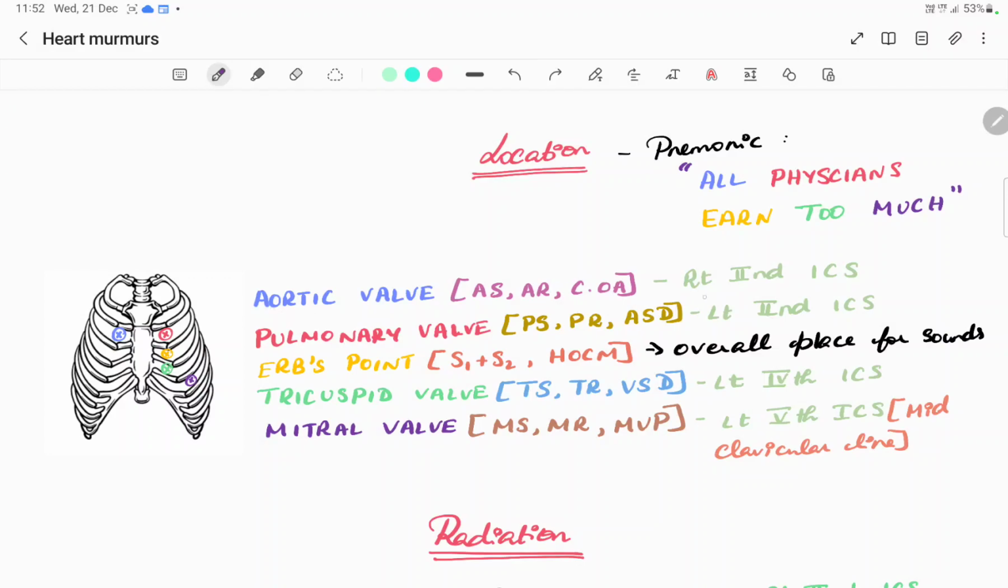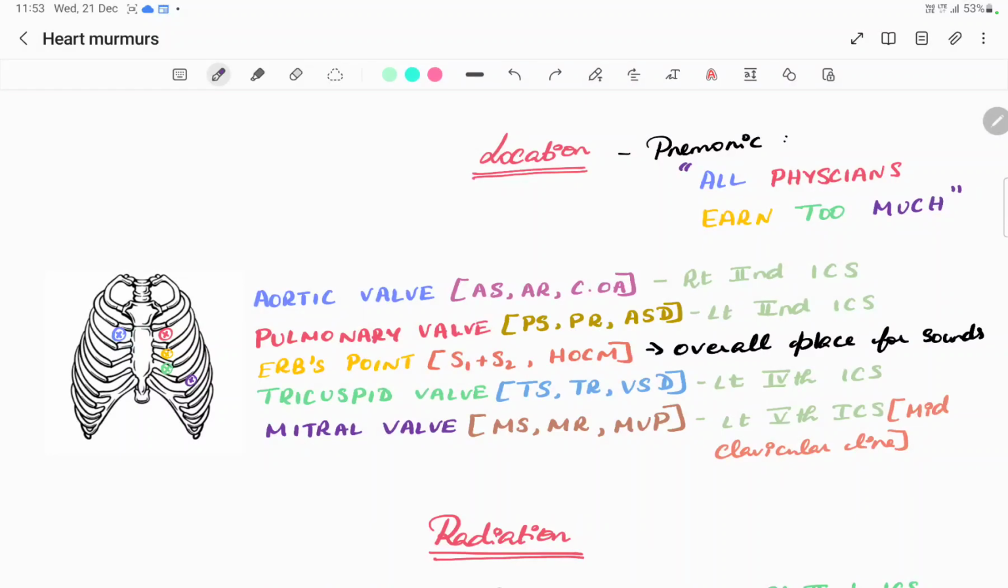Aortic is in the right second intercostal space. There we can listen for aortic stenosis murmur, aortic regurgitation murmur, and coarctation of aorta murmur. Coming to pulmonary, it is just the opposite, the left second intercostal space. Therefore, again, pulmonary stenosis, pulmonary regurgitation.